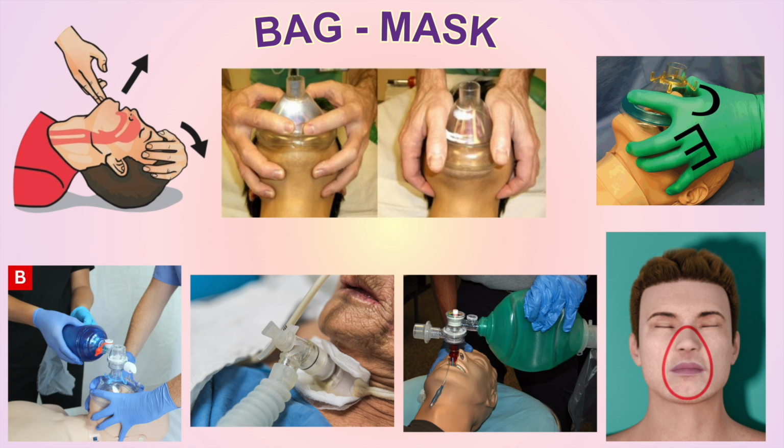What about if we have a patient or a victim who has a stoma, tracheostomy tube, or endotracheal tube? Actually, this makes our work easier. We can connect the bag mask device directly to the tracheostomy tube. And we should observe for chest rise.